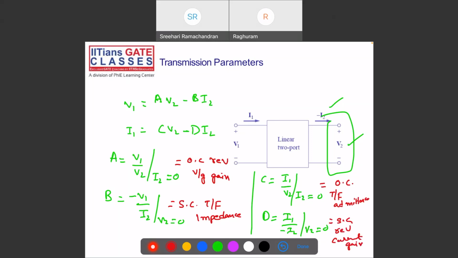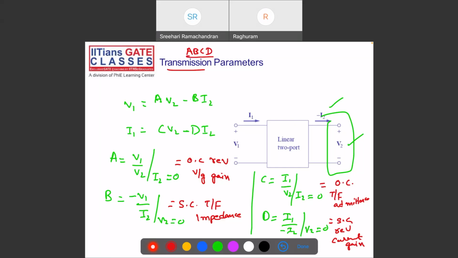Okay. So actually, why are we using transmission parameters? I mean, like H, A, B, C, D, and G parameters, and a lot of these are there. So why? You can call them A, B, C, D parameters or transmission parameters.